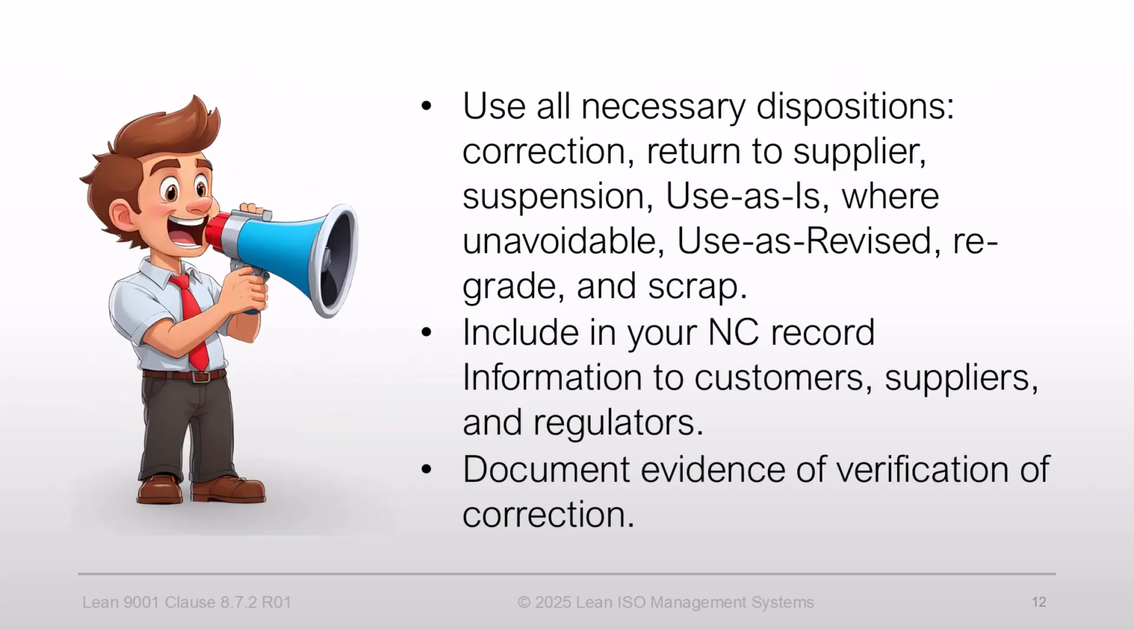Here's a quick summary of today's discussion. Use all practical dispositions: correction, return to supplier, suspension, use as is where unavoidable, use as revised, regrade, and scrap. Include in your NC record information not only to customers, but also suppliers and regulators. Document evidence of verification of correction.